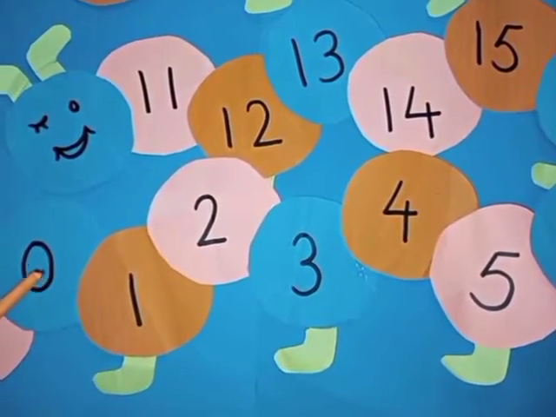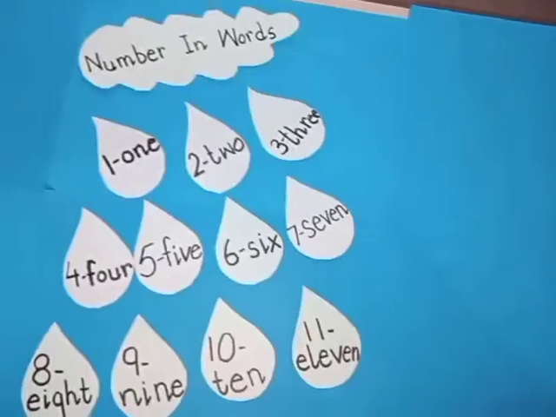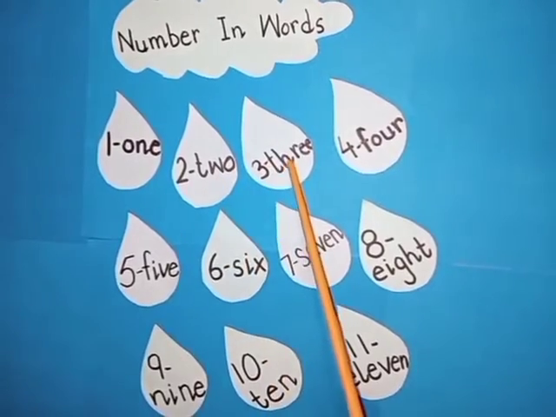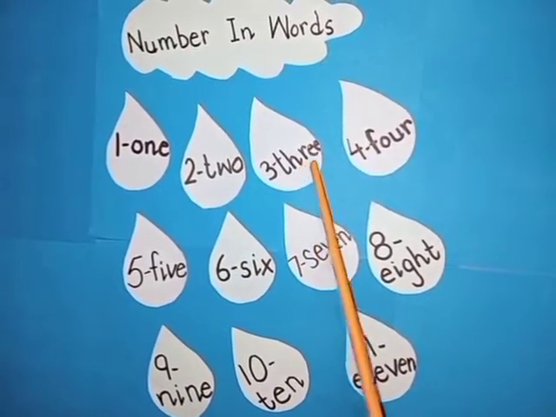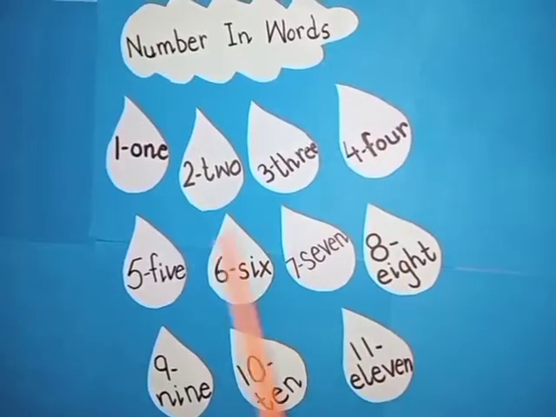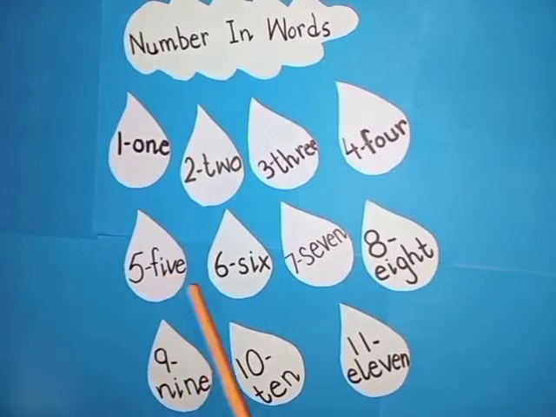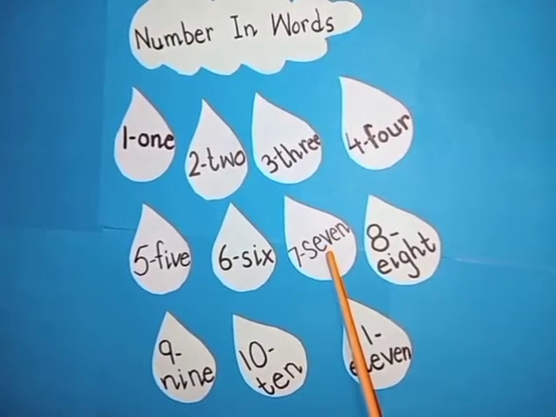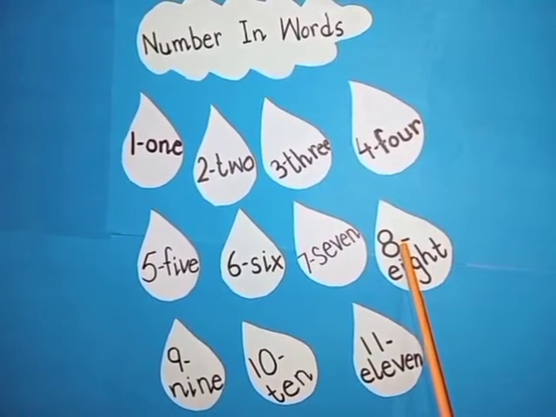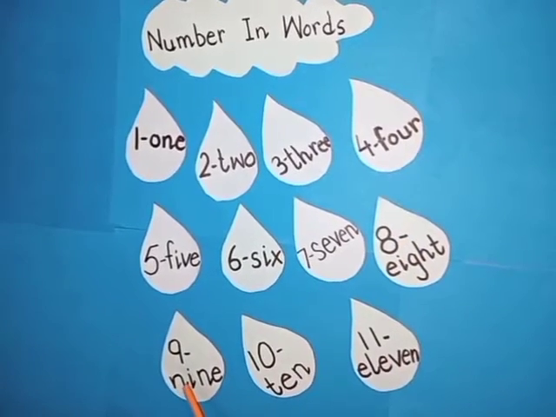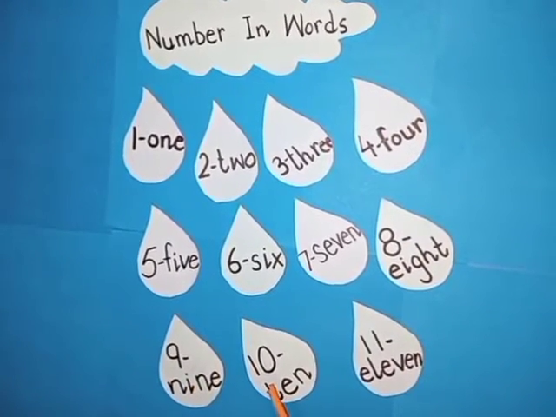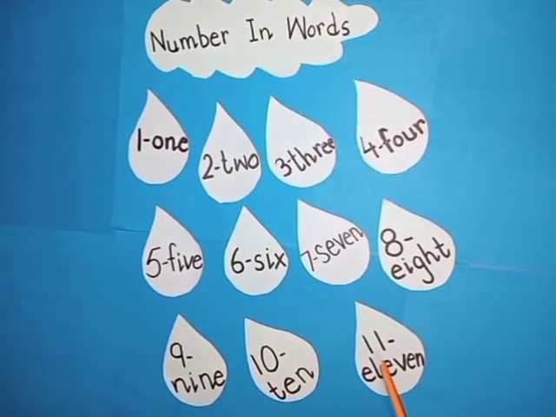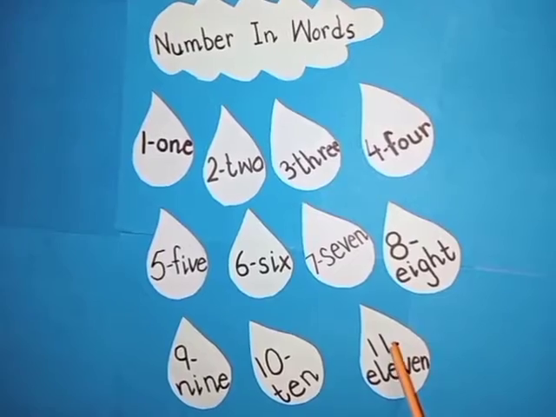Okay, let's move towards numbers in words. O-N-E, 1. T-W-O, 2. T-H-R-E-E, 3. F-O-U-R, 4. F-I-V-E, 5. S-I-X, 6. S-E-V-E-N, 7. E-I-G-H-T, 8. N-I-N-E, 9. T-E-N, 10. E-L-E-V-E-N, 11. Okay, beta, do this drill on a daily basis.